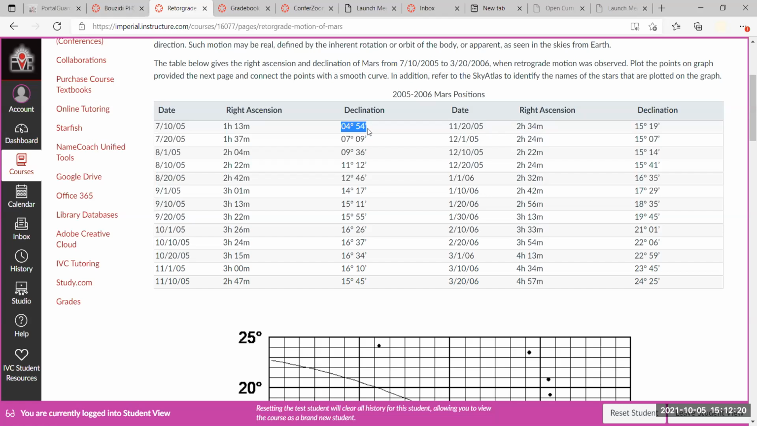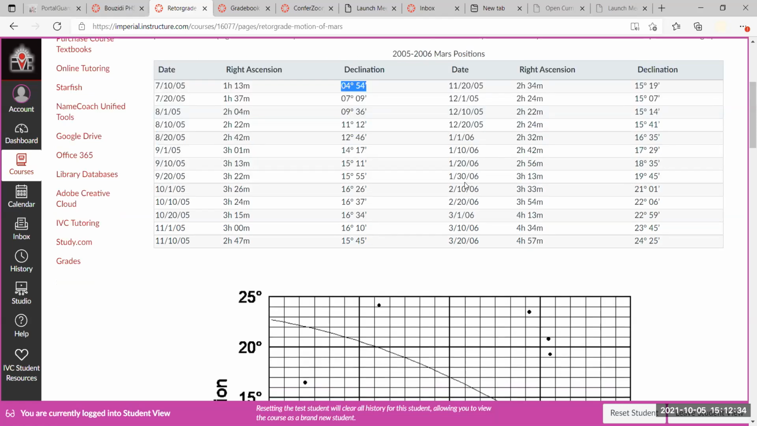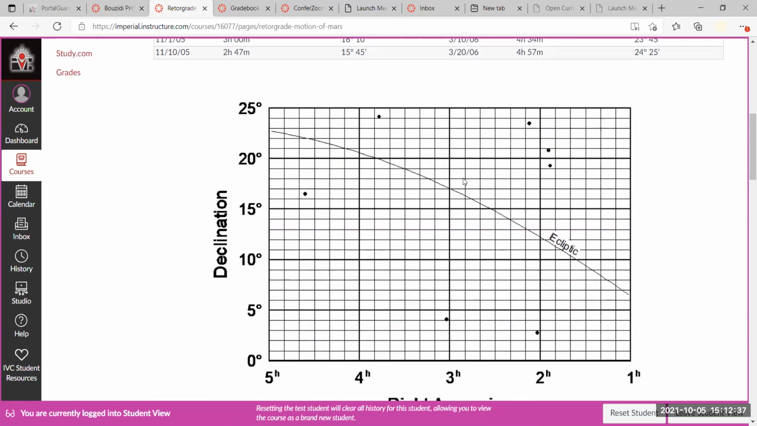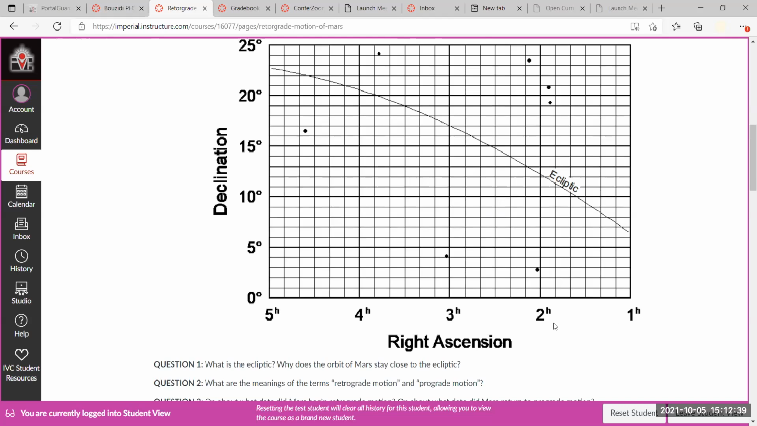The declination is from the horizon up to the zenith above your head, which is in degrees in this case. Okay, so again, forget about what those mean. Look at this: is hour 1, hour 2, hour 3, hour 4, hour 5.